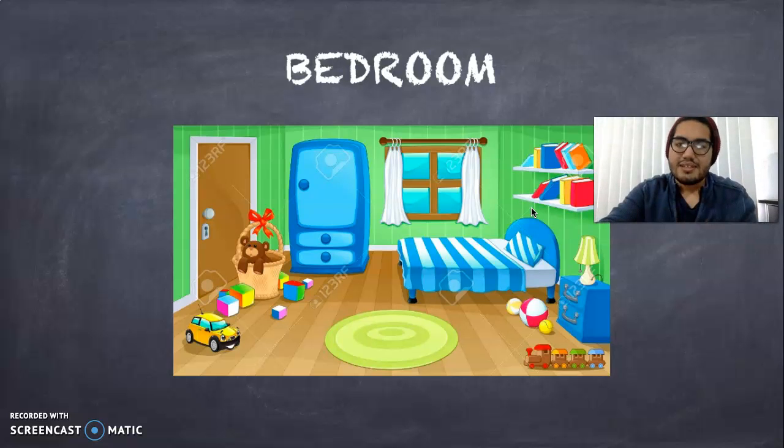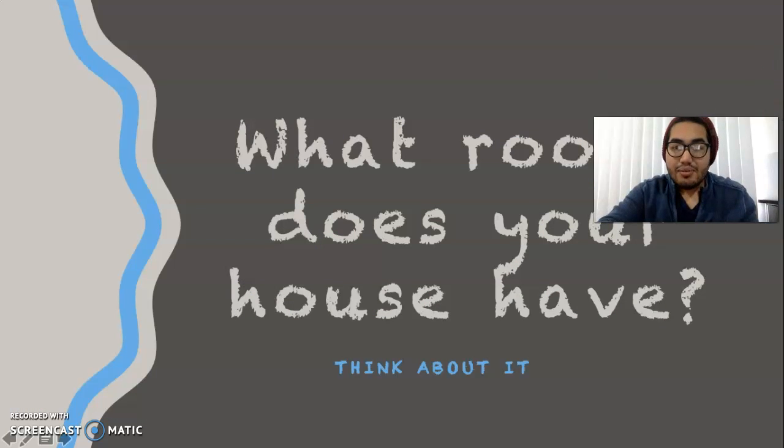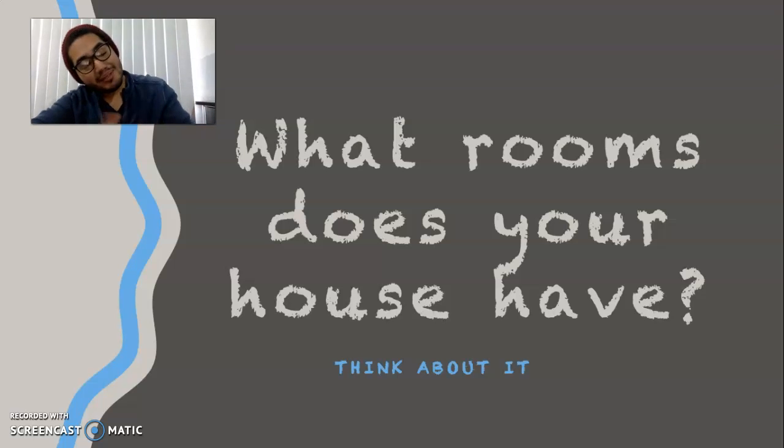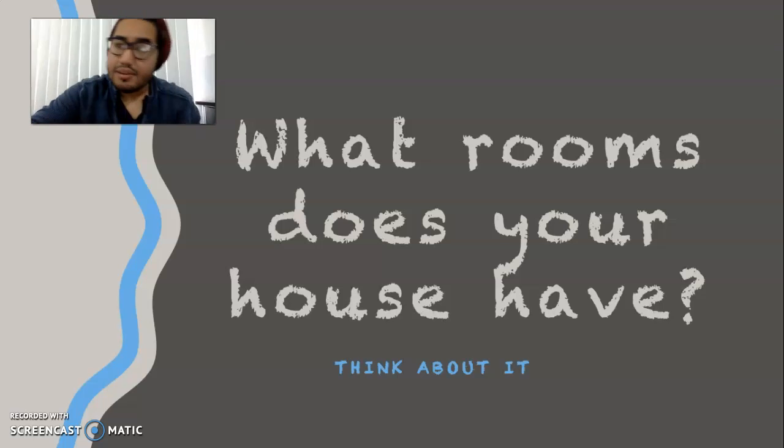Okay? Easy peasy. Now I want you to think, how many rooms does your house have? Think about it. It has maybe 3 bedrooms, 1 bedroom, well, 2 bedrooms. Maybe it has 5 bathrooms. I don't know. It has a garage. It doesn't have a garage. It has a garden. It doesn't have a garden. Think about it because tomorrow we're going to discuss it.